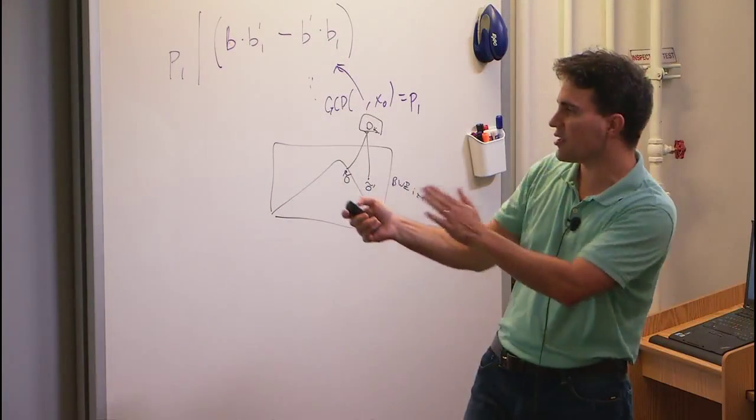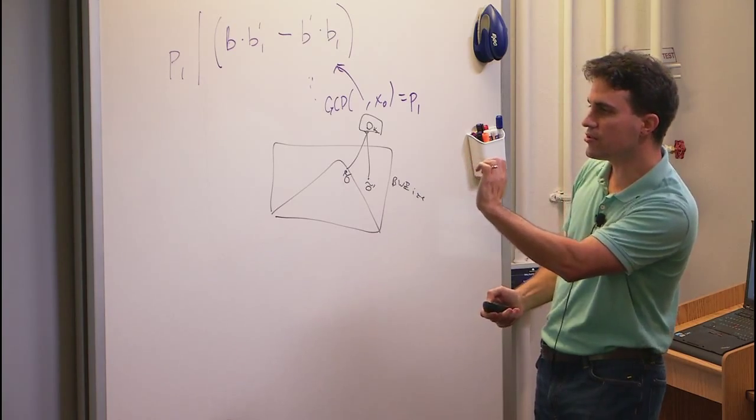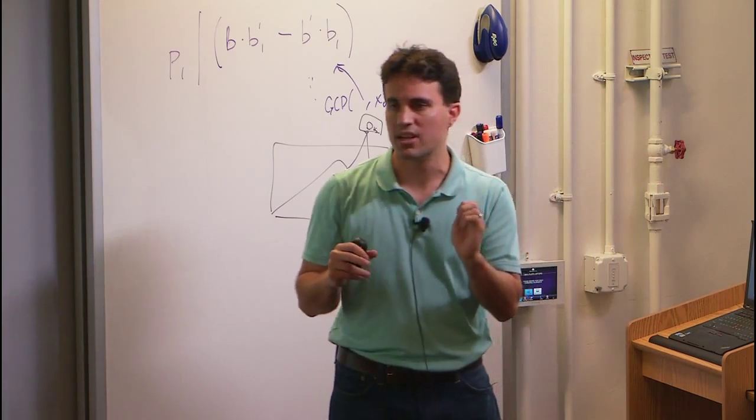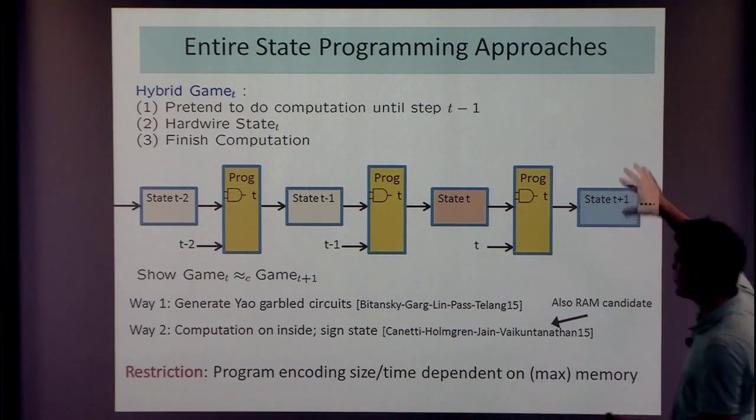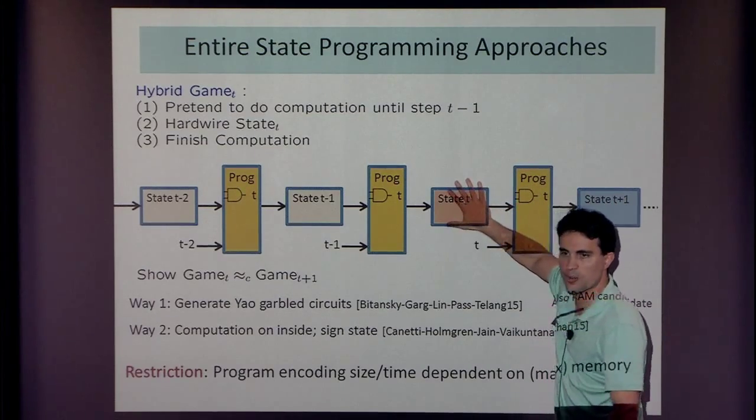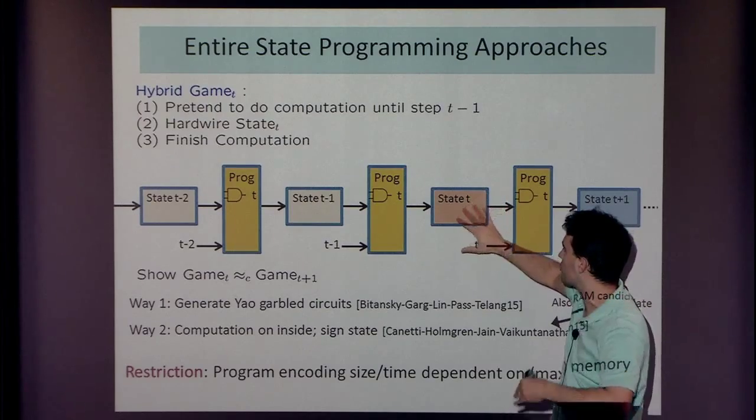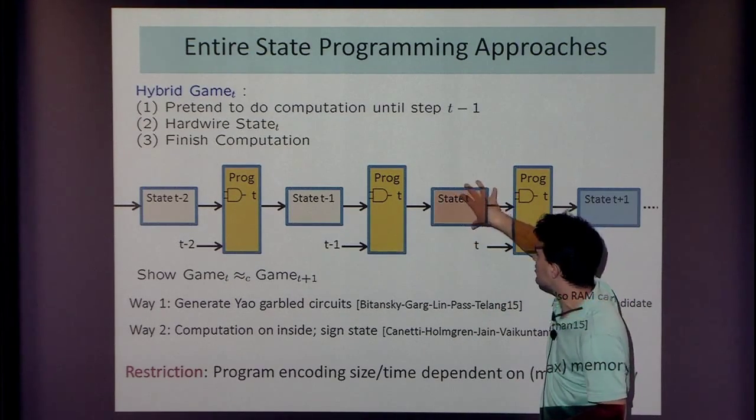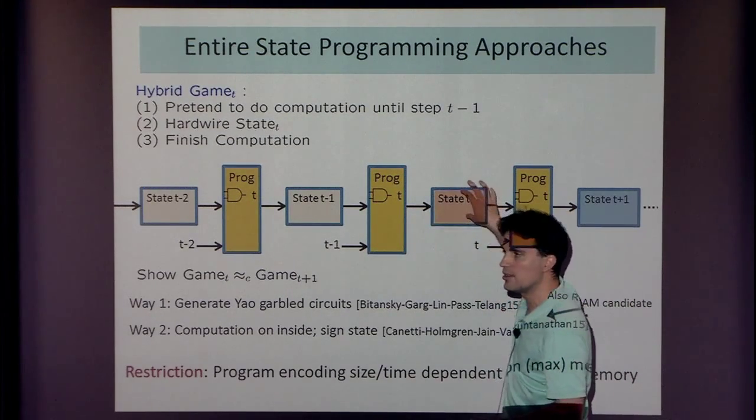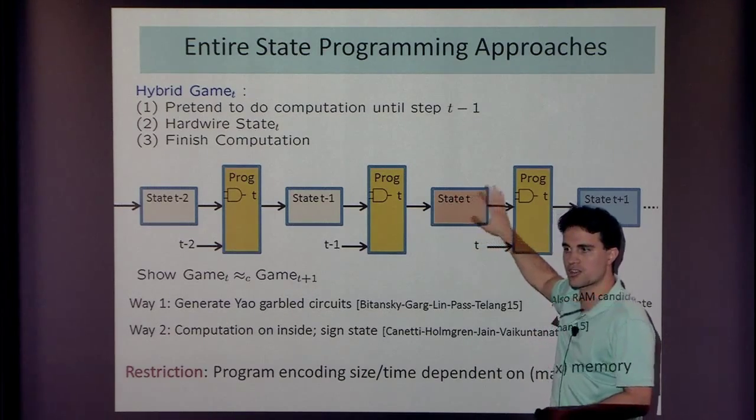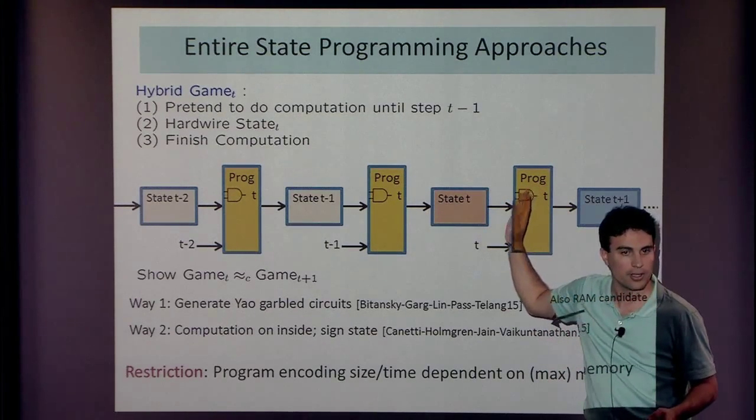And there's also a RAM candidate that they have in this one that I won't get into. But they have one important thing in common, which is that at some point in the hybrid, you just program in what the state might be. Whether it's through a signed state or through a Yao garbled circuit, there's going to be some simulation. Then we program in the state, and then we actually start doing a computation for real.